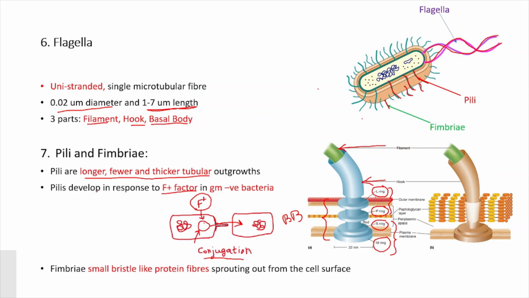Fimbriae are small bristle like protein fibers sprouting out from the cell, and they help in attachment to solid surfaces and host tissues. So the difference is that pili are larger and thicker and develop during conjugation in response to the F plus factor, while fimbriae only help in attachment to solid surfaces or host tissues. Suppose the bacterial cell gets into your body, then it will have to cling on to the host tissue. That function is done by the fimbriae.